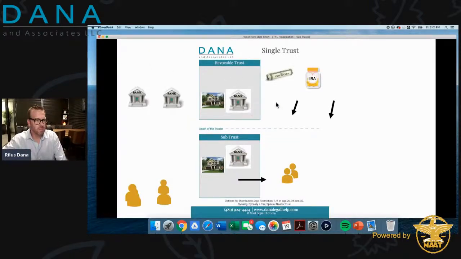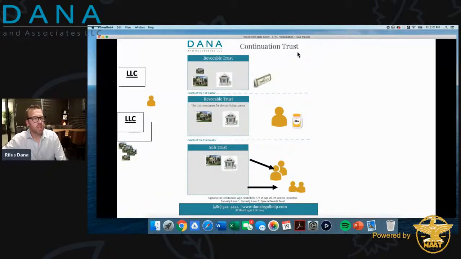These are some of the diagrams showing a single trust, what a single person does. This is while they're alive. And then after they pass away, this dotted line below represents the subtrust, meaning the terms after they're gone. This is a continuation trust that a married couple would use, where after one person passes away, the trust continues for the surviving spouse, and then after they're both gone, subtrusts are created.